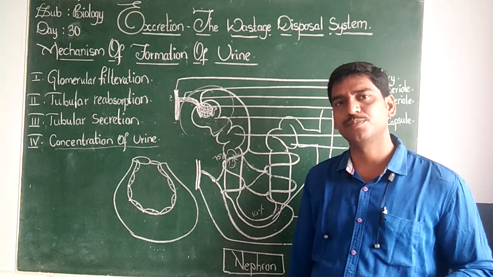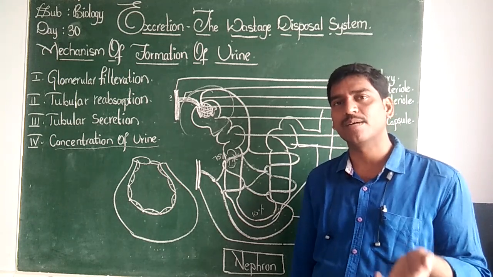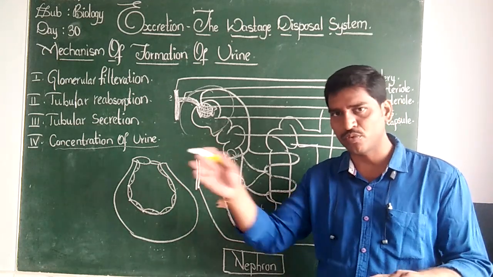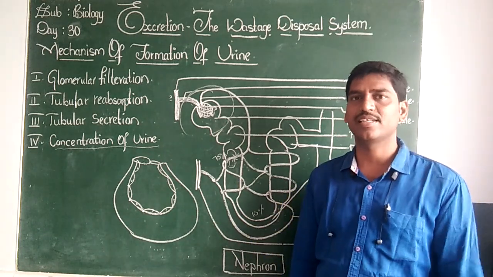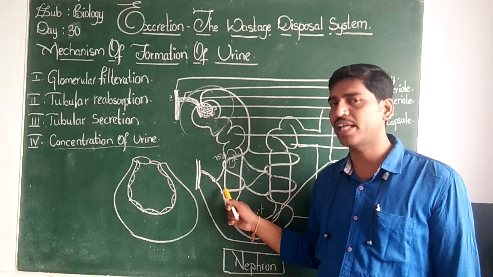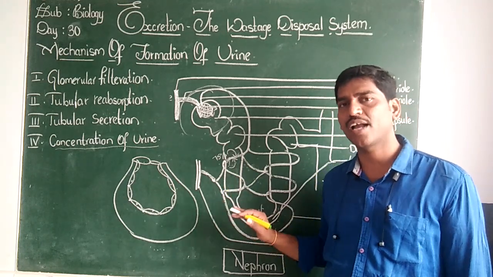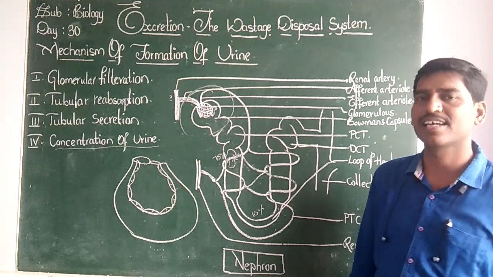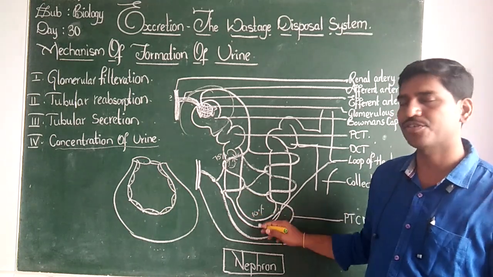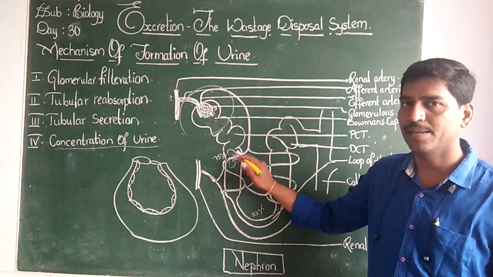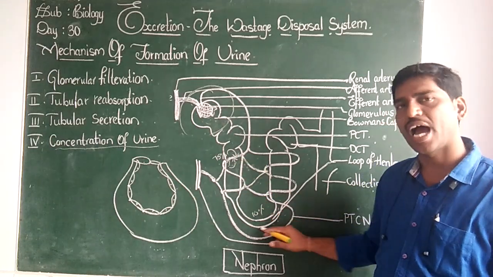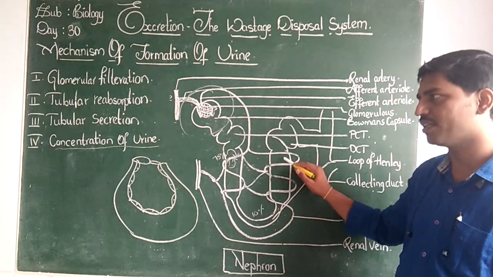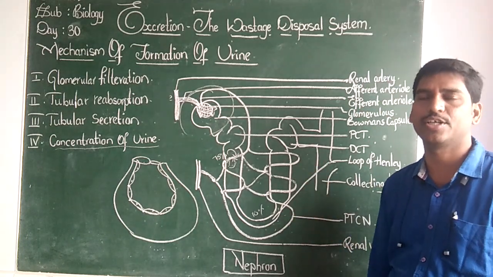When water is reabsorbed, what happens? The concentration will be increasing and dilution decreases, right? We are removing water. Mineral salts, whatever is in excess, are the only things that are going to be present. Therefore, concentration starts increasing. So concentration of urine takes place in the proximal convoluted tubule and loop of Henle. Then it moves into the next portion, that is the distal convoluted tubule.